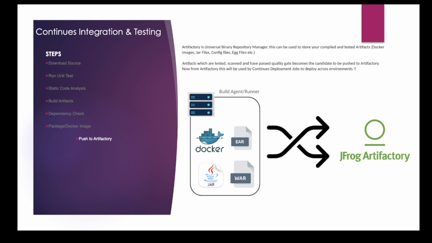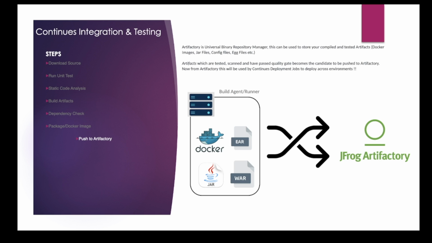Now that we have everything in Artifactory, this delivery will be used by the continuous deployment job to deploy across environments. This ends the continuous integration and testing phase. If any delivery passes all these 6 steps, you can be confident that it is a secure delivery to be deployed across the servers. This ends the CI and CT part.